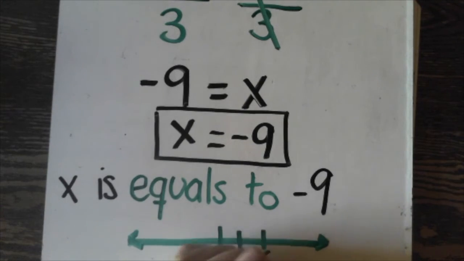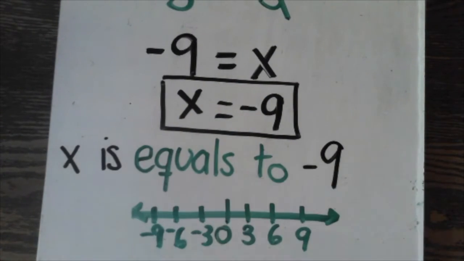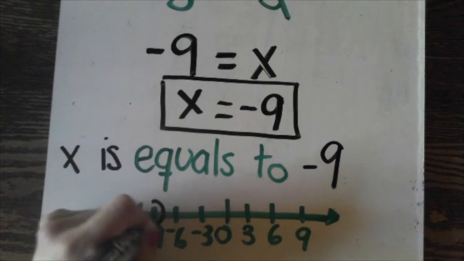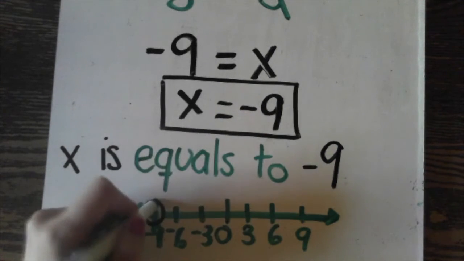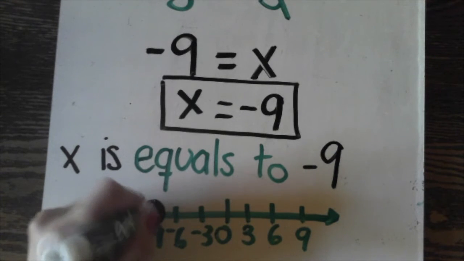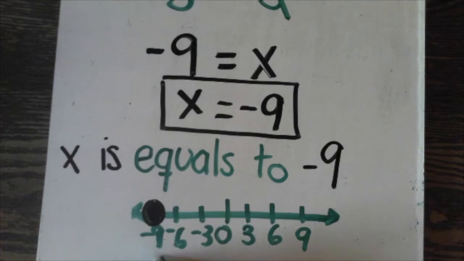Of course, I am going to now create my number line, and I am going to count by 3s this time. You can always choose your scale. And remember, you do not have to have 0 at the center. I am going to color in my negative 9 because it equals negative 9, but I am not going to draw an arrow because it is not an inequality.